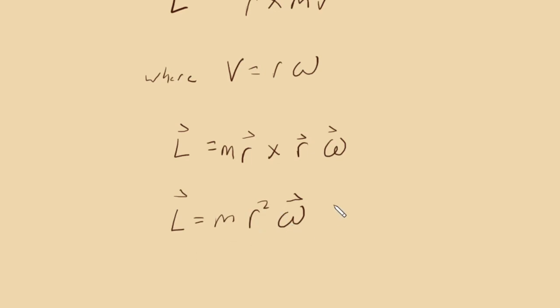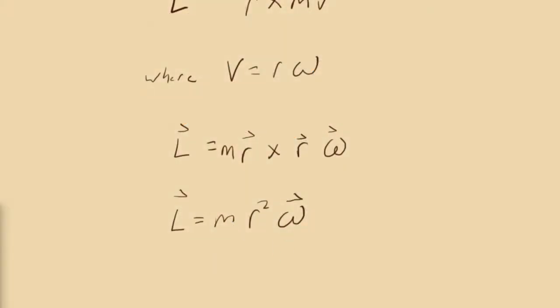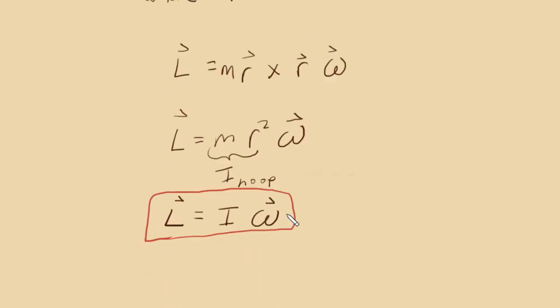So that doesn't really look familiar, but if we look back at our moment of inertia table, when we have a spinning point mass, if you think about it spinning really fast, it would appear to be a hoop or a thin wall hollow cylinder. So the moment of inertia for a point mass rotating is equal to mr squared, which is exactly what we see here. We have the moment of inertia of a hoop. So if we just make the general claim, our angular momentum is going to be equal to I omega.